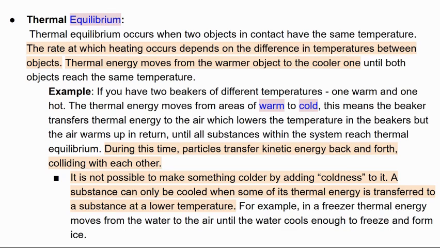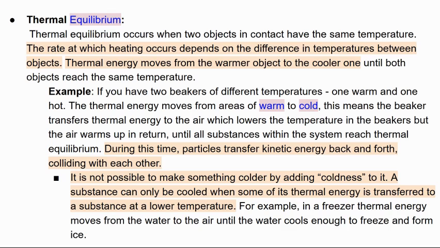So, for example, if you have two beakers of different temperatures, one warm and one hot, the thermal energy moves from areas of warm to cold. This means the beaker transfers thermal energy to the air, which allows the temperature in the beakers to drop, but the air warms up in return until all substances within the systems reach thermal equilibrium. During this time, particles transfer kinetic energy back and forth, colliding with each other.